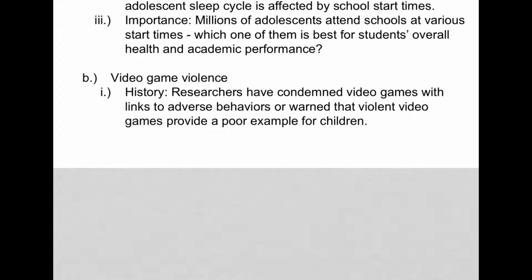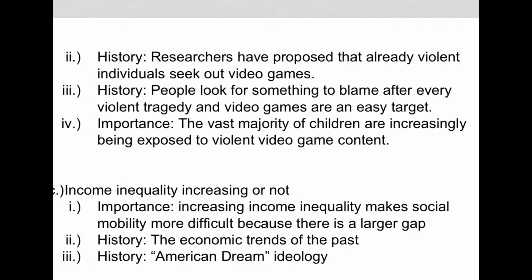For the video game violence topic, some history might be that researchers have condemned video games with links to adverse behaviors or warned that violent video games provide a poor example for children, while other history would be that researchers have proposed that already violent individuals seek out video games, so it doesn't cause the violence, or that people are looking for something to blame after every violent tragedy and video games are an easy target. The importance might be that the vast majority of children are increasingly being exposed to violent video game content.